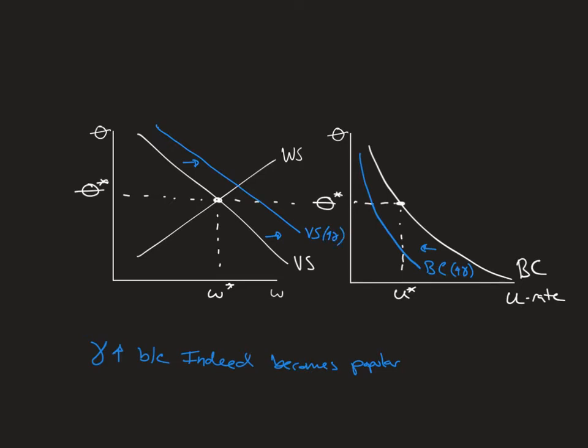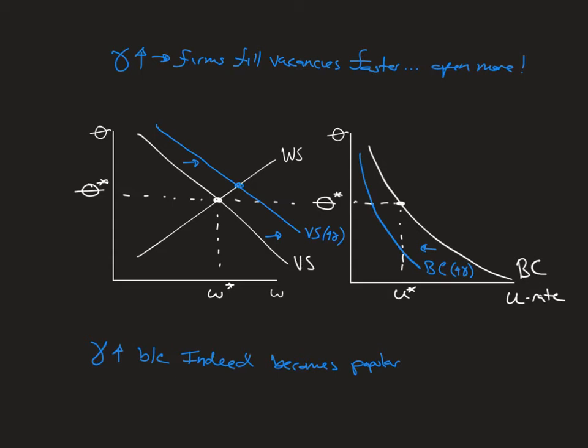And the reason for that: what happens when gamma goes up? It is more profitable, right? Firms fill vacancies faster. So if they fill vacancies faster, then they're willing to open more, right? And that's the increase in the vacancy supply curve. Our wage setting curve, if we get matched faster, that has nothing to do with wage setting, so there's nothing changing there on the wage setting side.